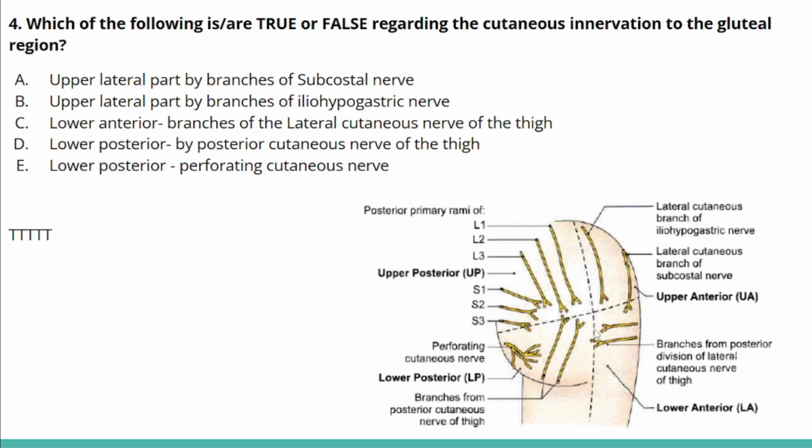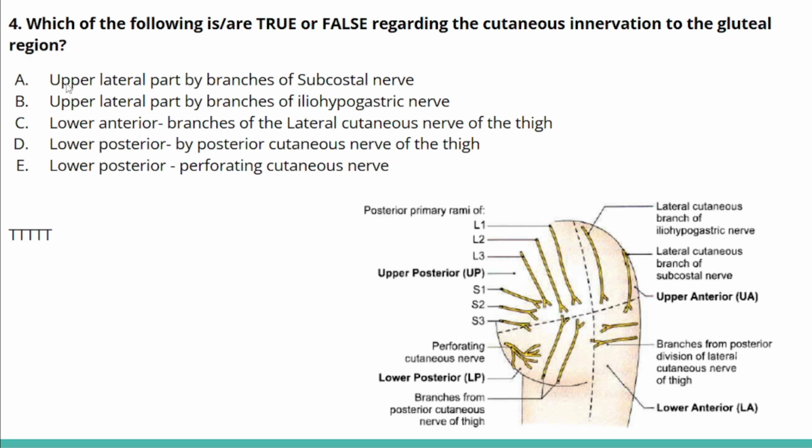And then the lower anterior region is supplied by the lateral cutaneous nerve of the thigh, and the lower posterior part by the perforating cutaneous nerve, which is from S2, S3, and the posterior cutaneous nerve of the thigh. It's also from S2, S3. So the lateral cutaneous nerve part is from L2. So we'll go through these answers.